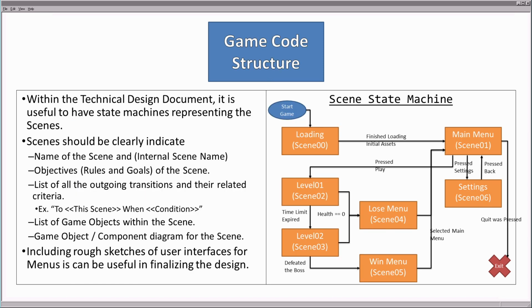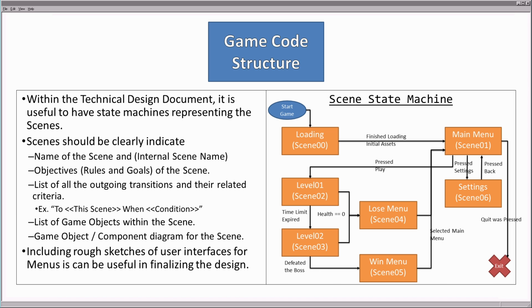As mentioned, within the technical design document, it is useful to have state machines representing the scenes. Scenes should be clearly indicated: the name of the scene and the internal scene name. Objectives, the rules and the goals for the scene. Other comments related to this can be added for better clarification about the rules and the objectives of each scene. List of all the outgoing transitions, like for example, to this scene when this condition happens.